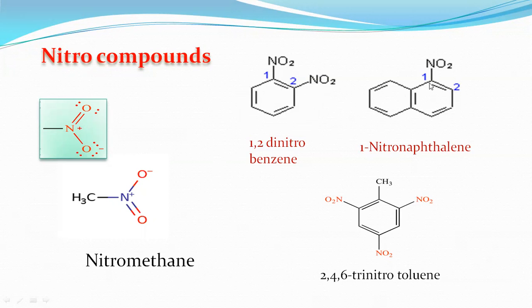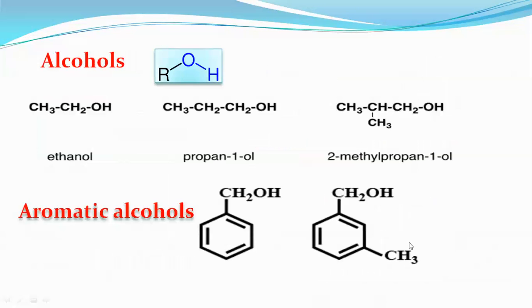1,2-dinitrobenzene, 1-nitronaphthalene, and 2,4,6-trinitrotoluene. Toluene means C6H5CH3, and at the second, fourth and sixth carbon atoms there is an NO2 group. So this is for the nitro group, functional group NO2.